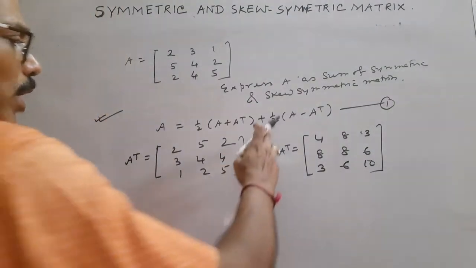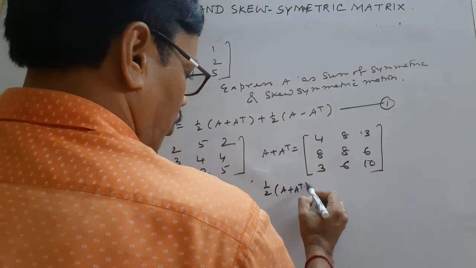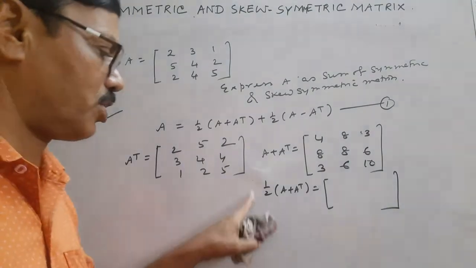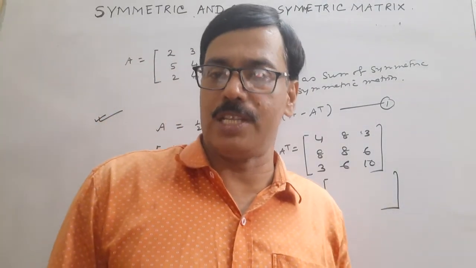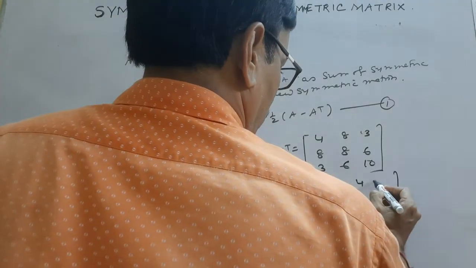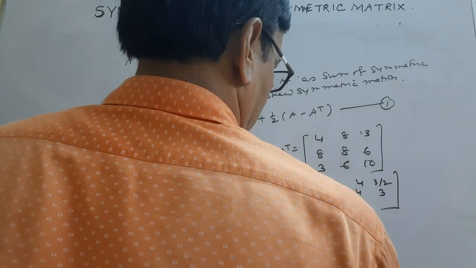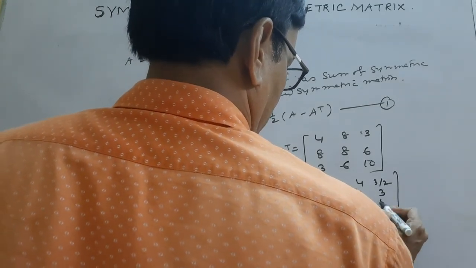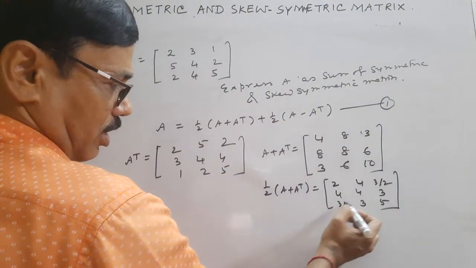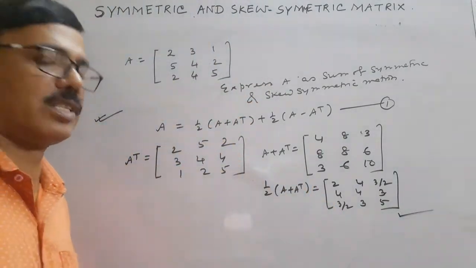So you have to calculate half of A plus A transpose. If you multiply a matrix by a constant, then you have to multiply each element by the same constant. So this is 2, this is 4, this is 3 by 2, 4, 4, 3, 3 by 2, 3, 5. Now look, this is symmetric, this one equals its transpose. So this is a symmetric matrix.